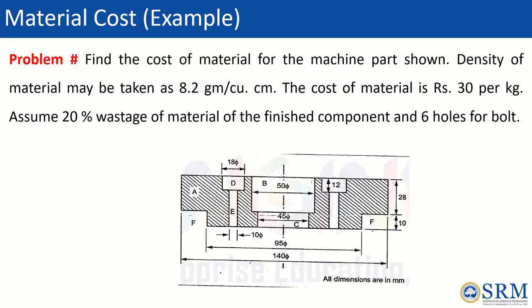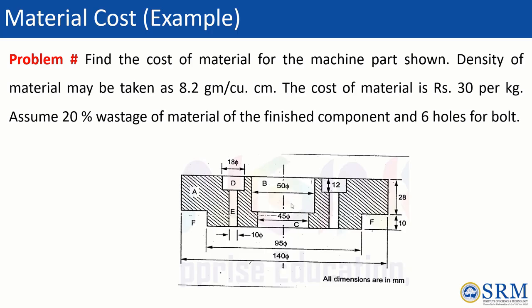Now we will move on to another example, the loss allocation for a complex machine part. Let's conclude with the final problem, estimating the material cost for the complex flanged machine part. The density of the material is 8.2 gram per centimeter cube and the cost of the material is 30 per kg. Assume 20% wastage of the material of the finished component and totally 6 holes for the bolts.